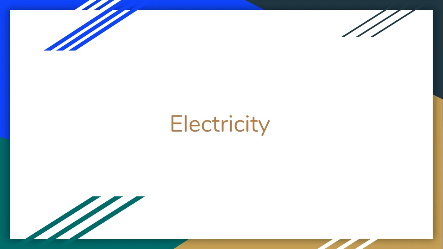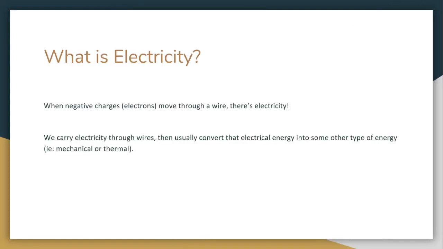Alright folks, this video is about electricity. First off, what is electricity? When negative charges or electrons move through a wire, then there's electricity. We carry electricity through wires, then we usually convert that electrical energy into some other type of energy.